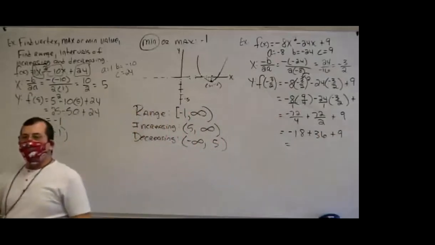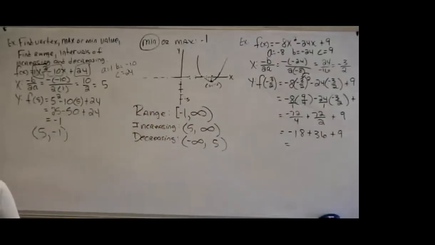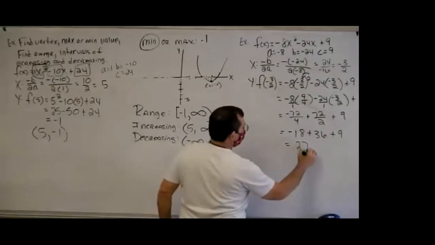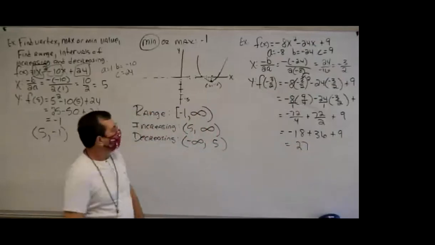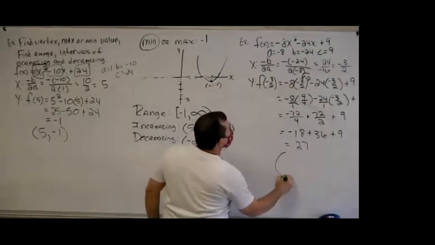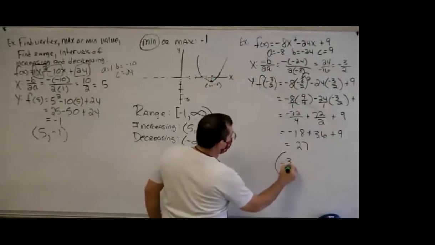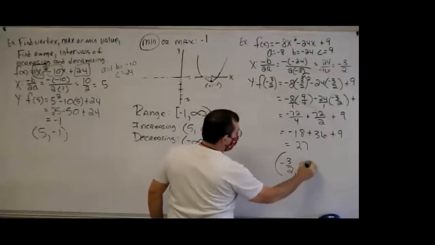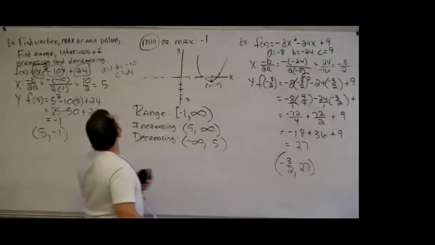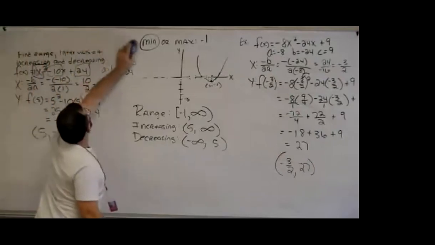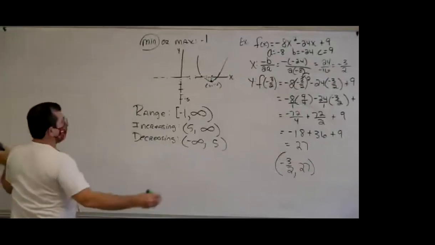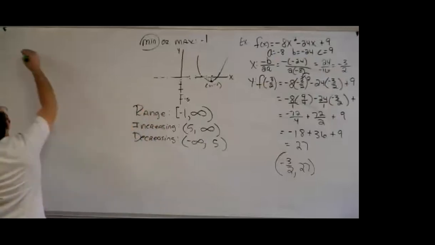So negative 18 plus 36 is a positive 18. 18 plus 9 is 27. So my vertex is negative 3 halves, and then that 27. So next question. Does this have a min or max?